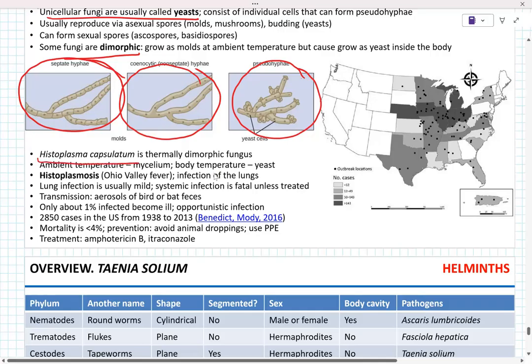Histoplasma capsulatum, also known as Ohio Valley fever. It's a fungal infection that is transmitted by inhalation of spores from the environment. The spores usually come from feces of bats or birds. When these feces get aerosolized, people inhale them.